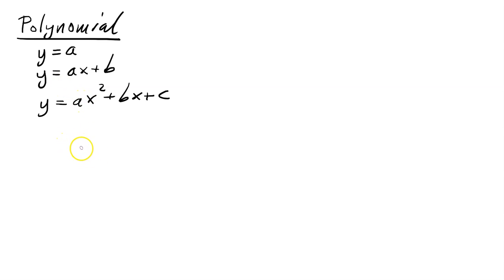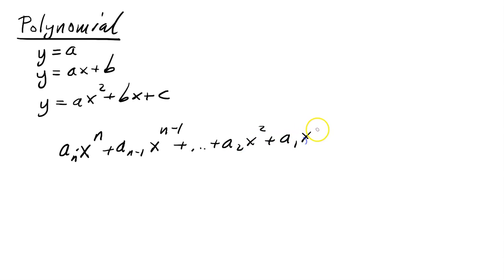More in general, if you have powers of x, for example x to the nth power, and then we have some coefficient, that is some constant, multiplied here. Let's call the constant an, and an minus 1, x to the n minus 1. So if you have a function of this form, then it's called a polynomial. So this is a polynomial function.